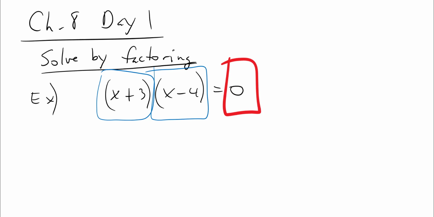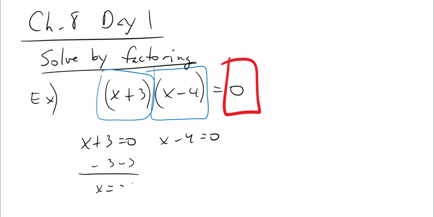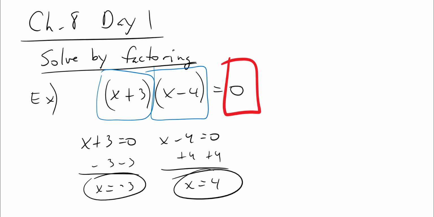So I'm literally going to say x plus 3 equals 0, and x minus 4 equals 0, and then solve each one. Subtract 3 from both sides, so x equals negative 3, and add 4 to both sides, so x equals 4. So that's the answer to that problem: x equals negative 3 and x equals 4. Pretty easy. Now let me do a little more complicated one.